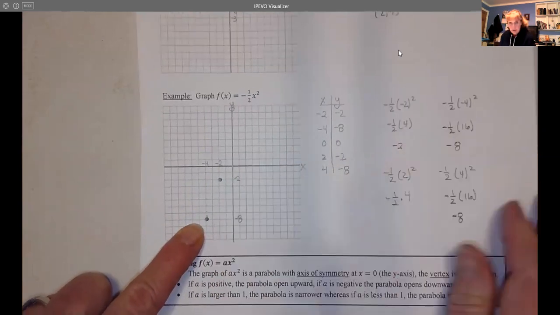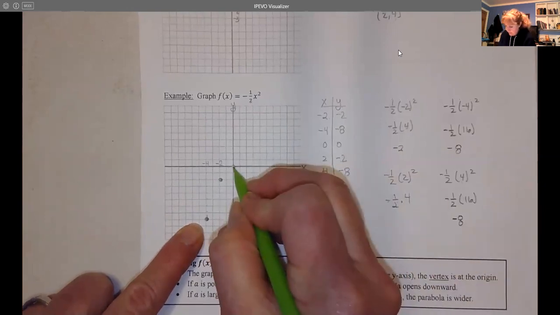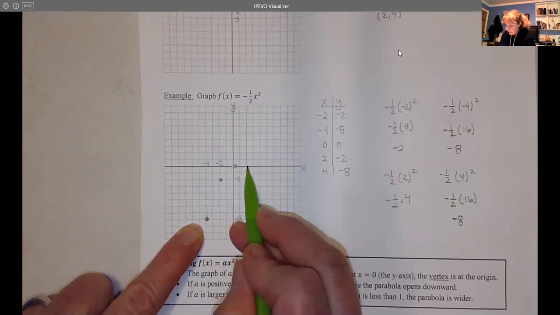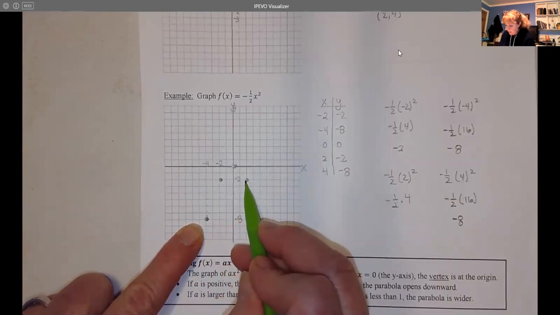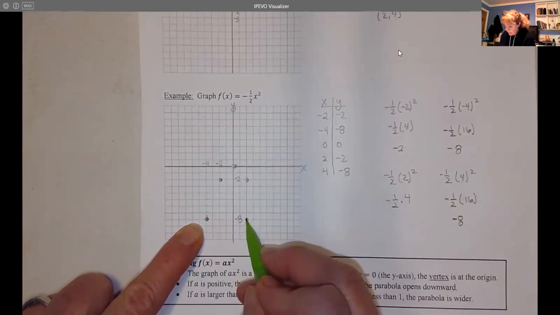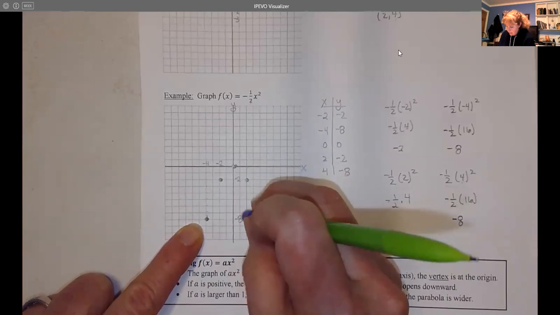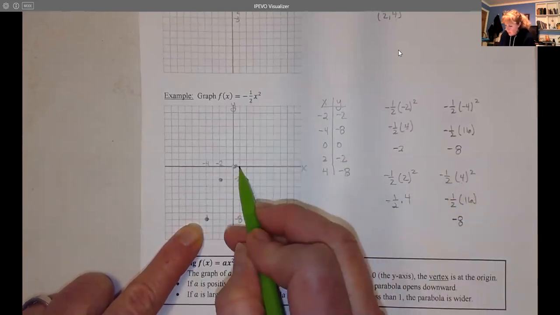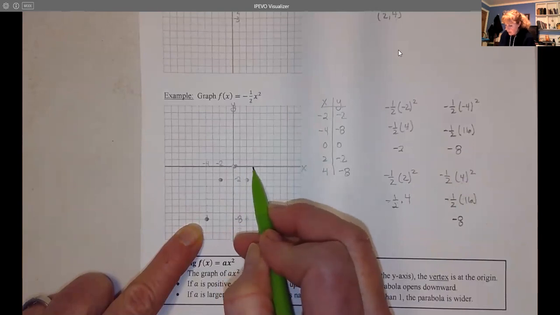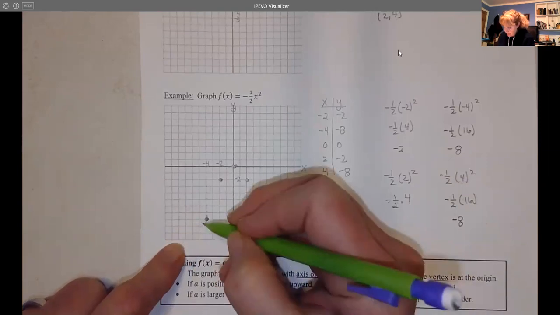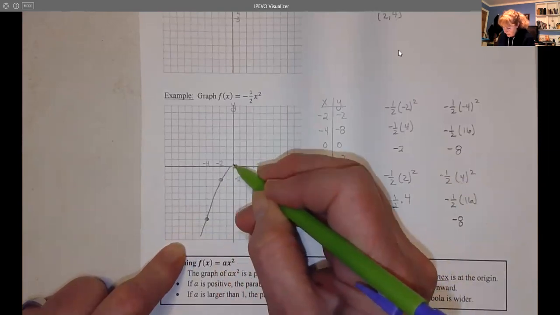0, 0, our origin, excuse me. Okay. 2, -2, 2, -2, 4, -8. Okay. Oh, excuse me, I went 2, -8. Didn't go over far enough. So 4, 1, 2, 3, 4, -8. Okay. And we'll connect these up.